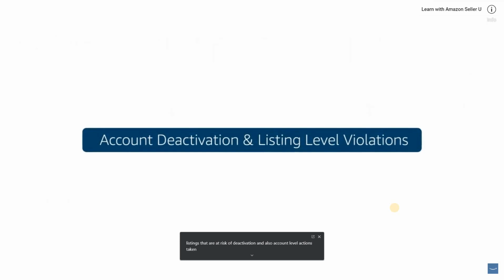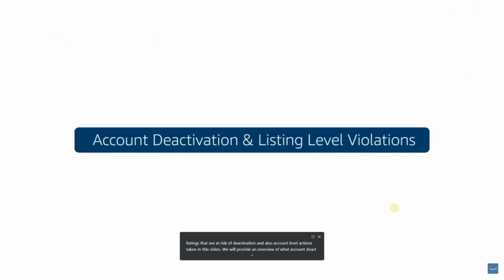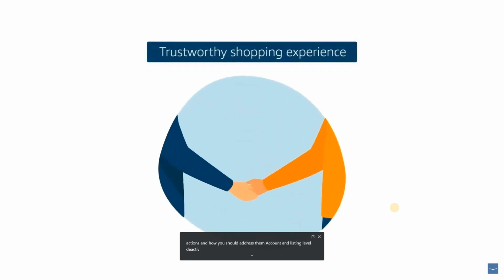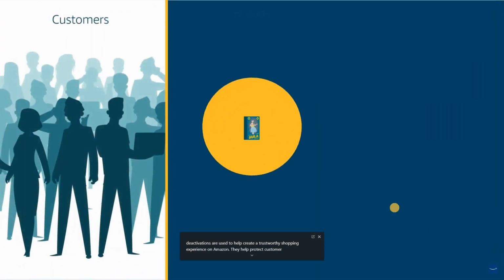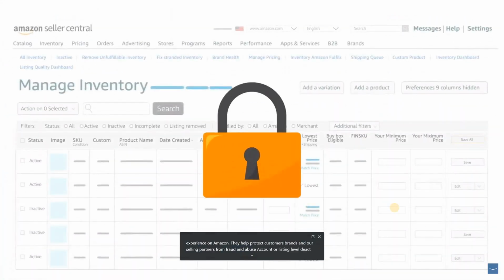In this video, we will provide an overview of what account deactivation and listing level violations are, why Amazon takes these actions, and how you should address them. Account and listing level deactivations are used to help create a trustworthy shopping experience on Amazon. They help protect customers, brands, and our selling partners from fraud and abuse. Account or listing level deactivations are usually a temporary action that limit your ability to sell on Amazon.